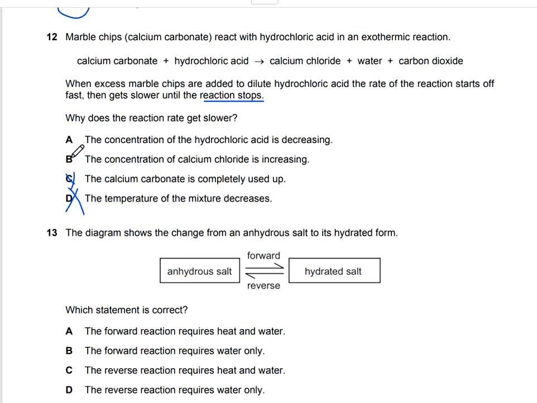The concentration of calcium chloride is increasing. Calcium chloride is already the result and not the reactant. So the correct answer for this is the concentration of hydrochloric acid is decreasing. Why? Because the hydrochloric acid in the first reaction is already used up. So the concentration of this is decreasing when you are adding more marble chips. So the correct answer for this is letter A.